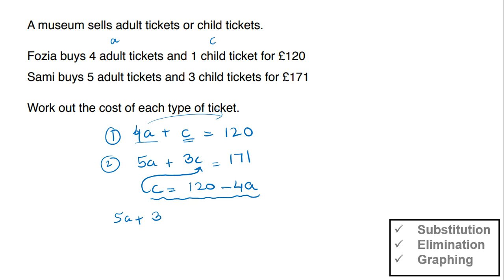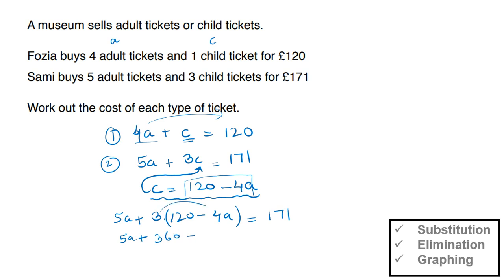Now instead of the c, I'm going to put everything that I have here. So 5a plus 3 times (120 minus 4a) is equal to 171. Now, if I open this up, then 5a stays where it is. 3 times 120 should give me 360. So I'm going to write 5a plus 360 minus 3 times 4.